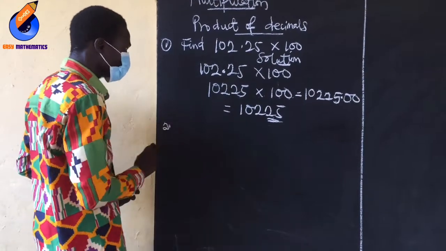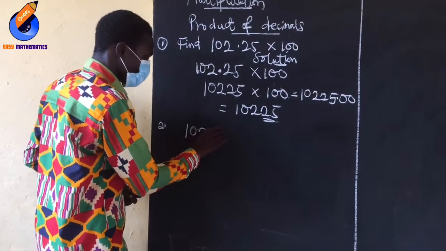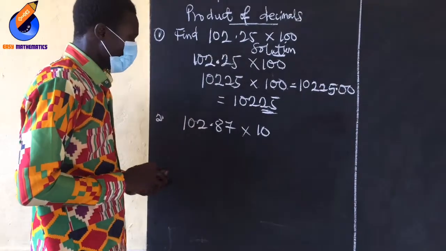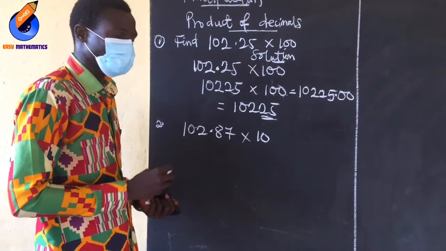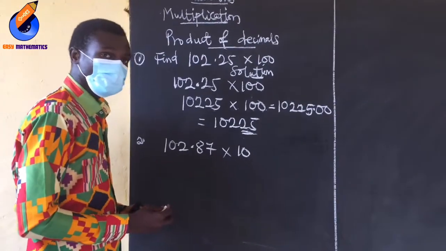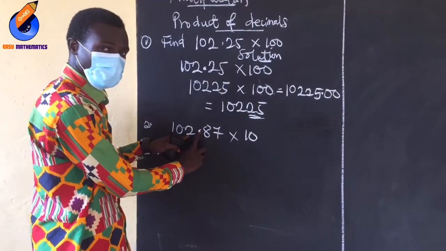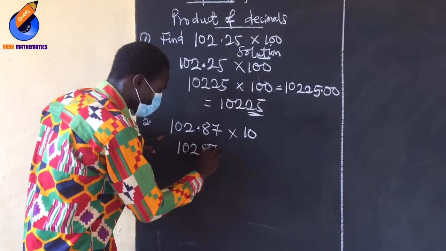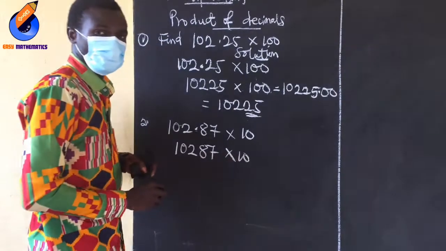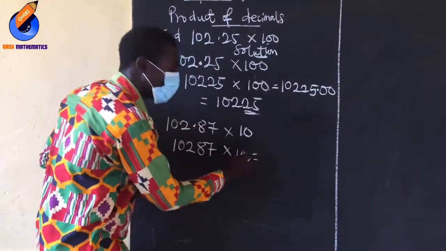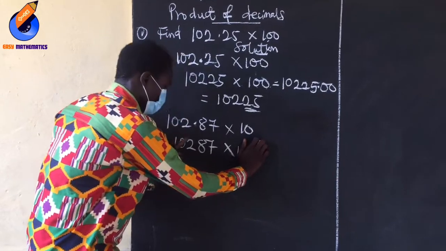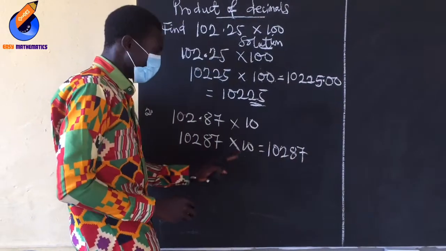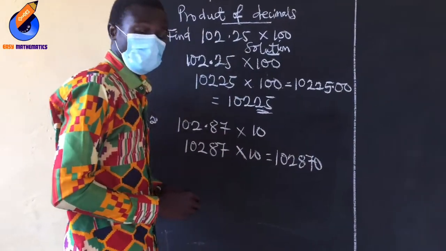Let's look at number 2. We have 102.87 times 10. So what do I have to do? Take off the decimal point from the decimal number. So if I take off the decimal point, I'll have this times 10. Because this is 10, I'll cover the 0 and I'm left with 1. This number times 1 will give me the same number. How many zeros? 1 zero. So I'll bring my 0 there.